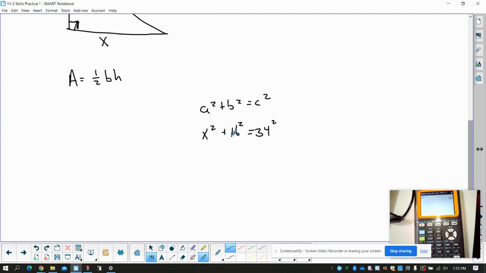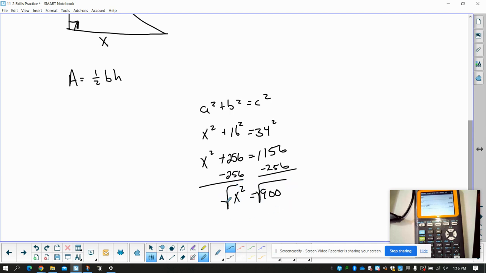16 squared is 256. So we have x squared plus 256 equals, and we have to do 34 squared. 34 squared is 1,156. Then we're going to subtract 256 from both sides. And I get 1,156 minus 256 is 900. So I have 900 on this side. Over here, the 256 is gone. X squared equals 900. To get rid of the squared, we're going to take the square root of both sides. The square root of x squared is x. The square root of 900 is 30. So now I know the length of that side.